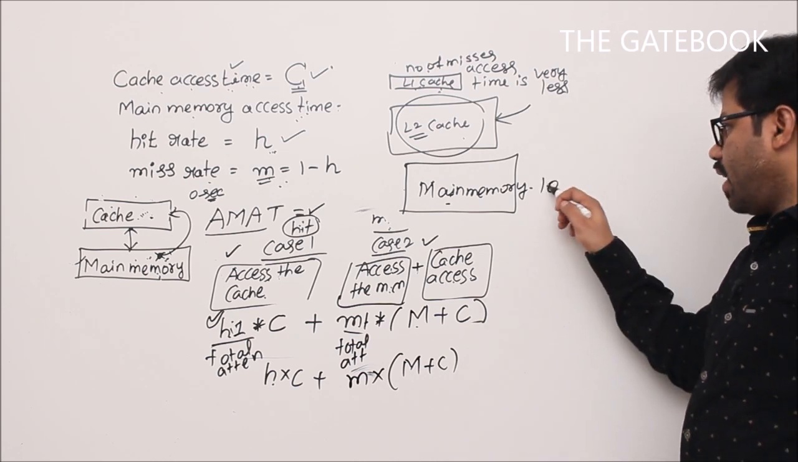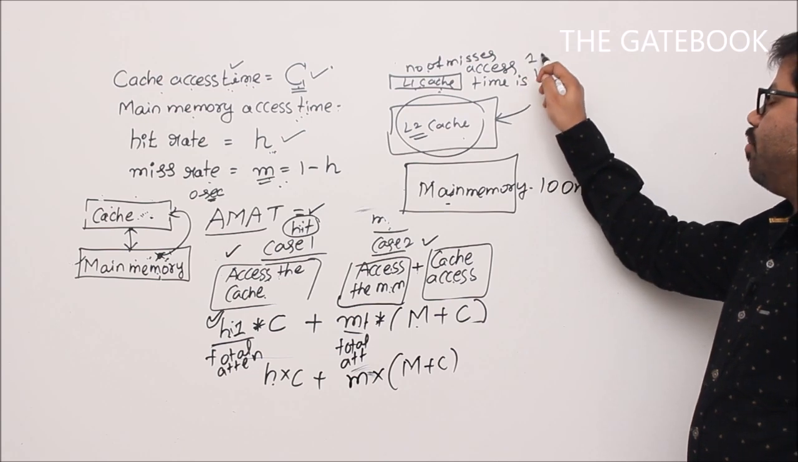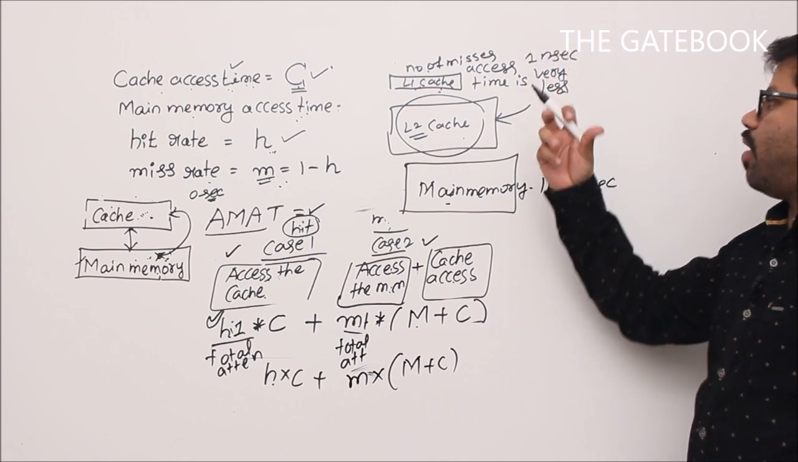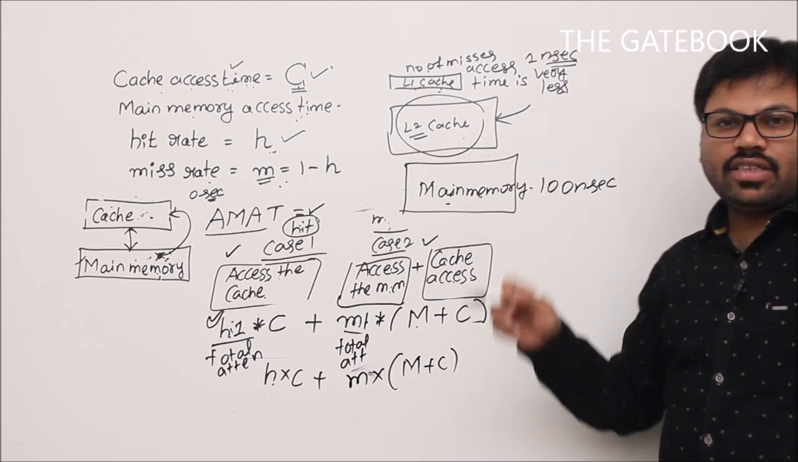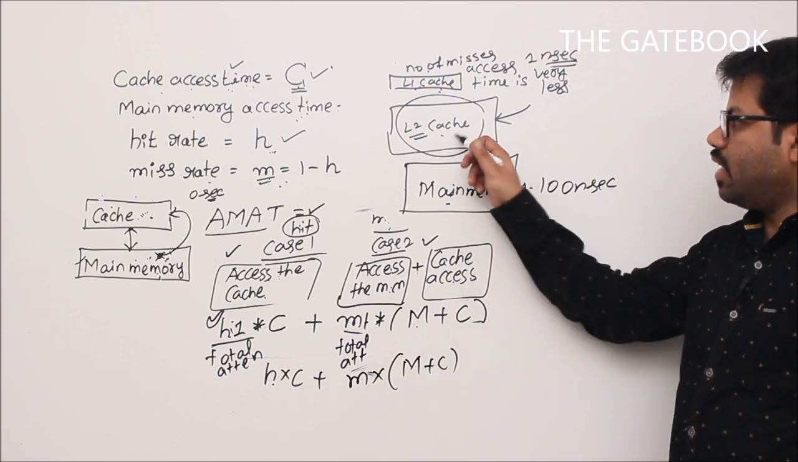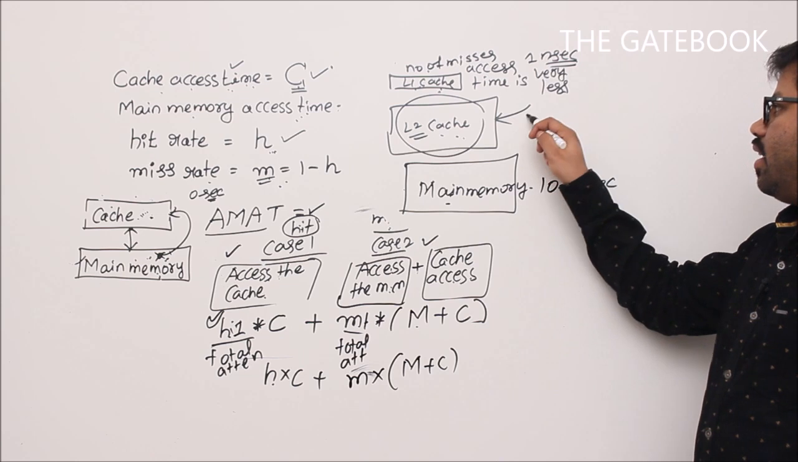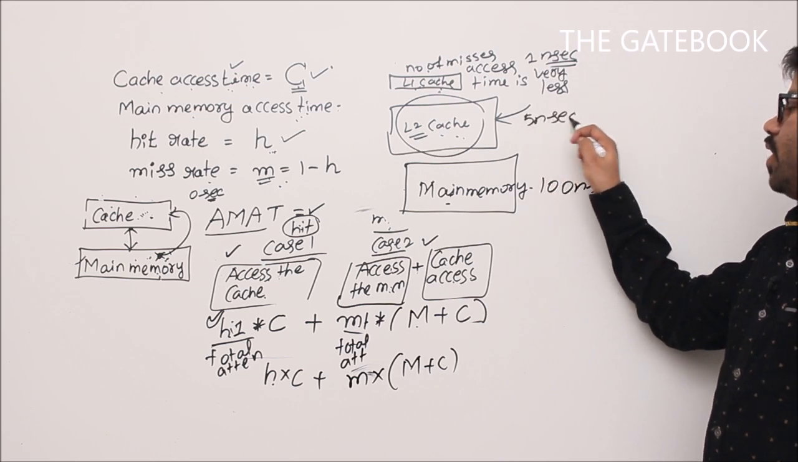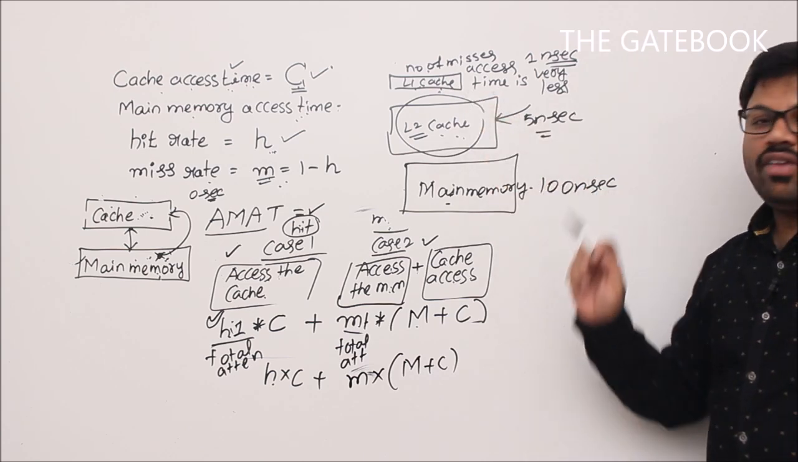For example, let's say main memory access time is 100 nanoseconds. L1 cache access time, because of its smallness, is only 1 nanosecond. Then I will design the L2 cache, which is also made of static RAMs, but it is a little bit bigger. So its hit ratio will be huge, but it takes, let's say, 5 nanoseconds. Just some details, right?